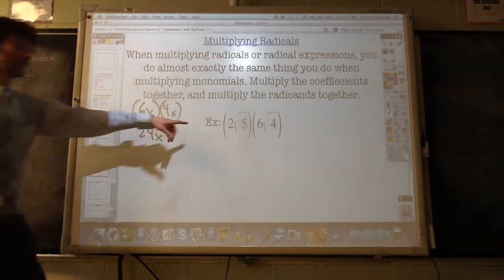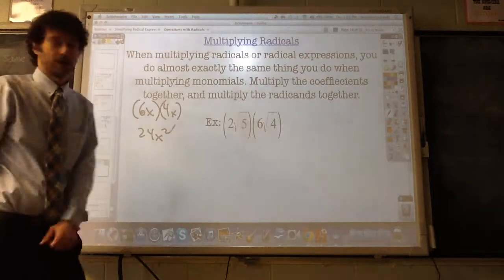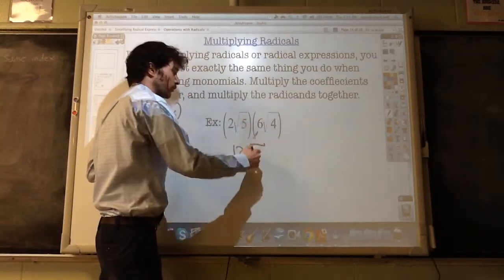So I'm doing the same concept here. The numbers outside get multiplied together, and the numbers inside get multiplied together. So 2 times 6 is 12, and 5 times 4 is 20.